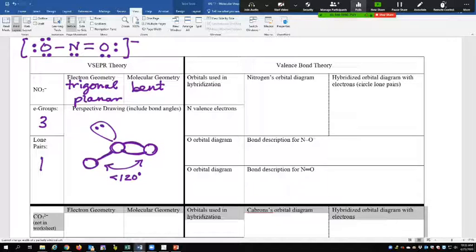Okay, so once we have that, then we can do valence bond theory. So orbitals used in the hybridization, that's going to come from the number of electron groups. So there's 1 s orbital, there's 3 p orbitals, there's 5 d orbitals. The number of electron groups, you start counting here, and you move along. How many do we need? We need 3. sp2. So that's our hybridization.